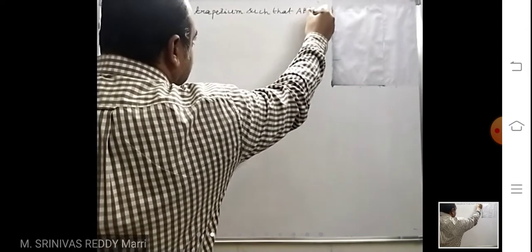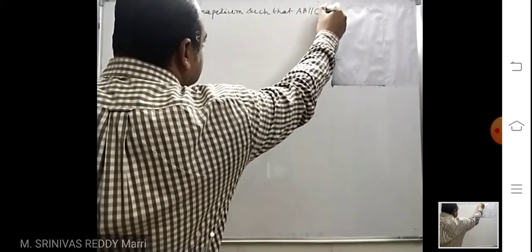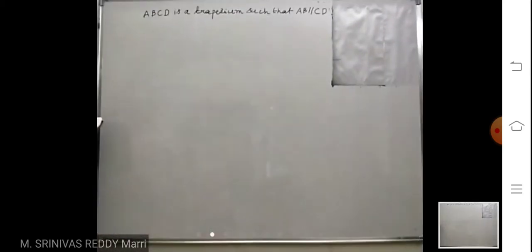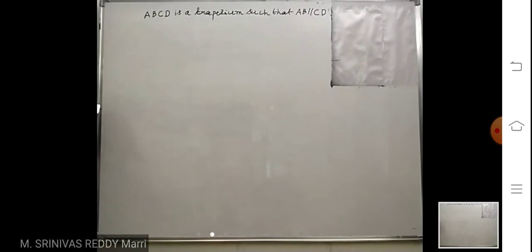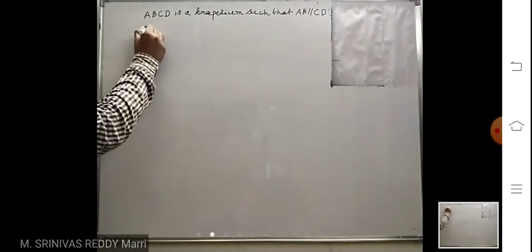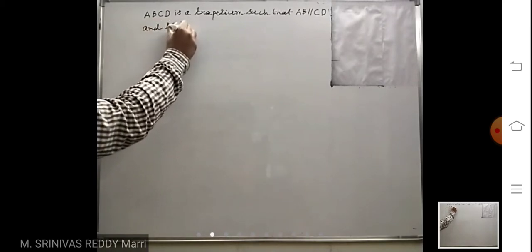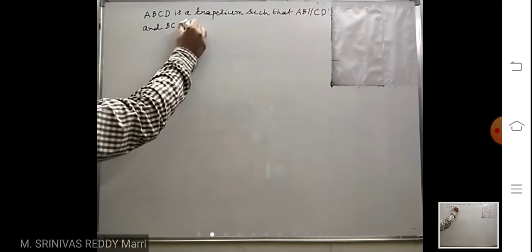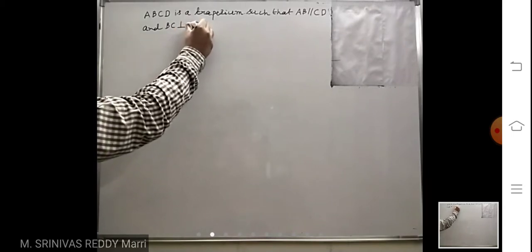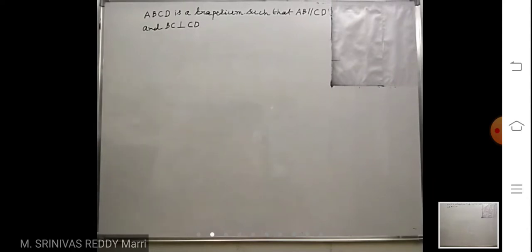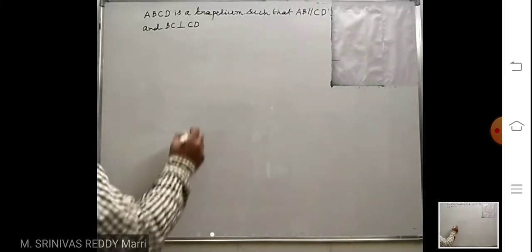AB parallel to CD. That is the symbol I will use for parallel. And BC perpendicular to CD. I will use this symbol for perpendicular. BC perpendicular to CD.